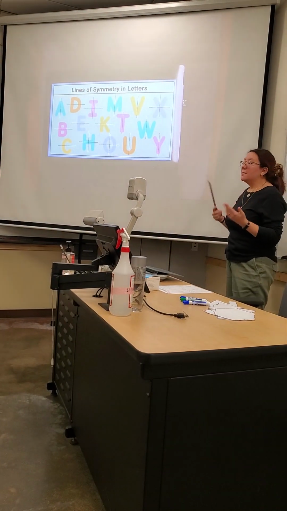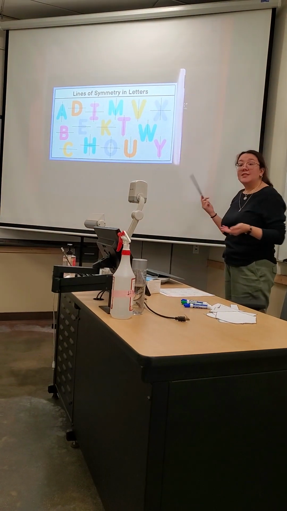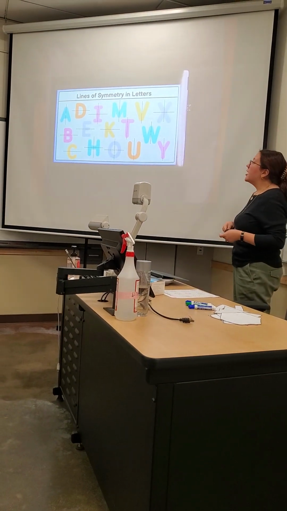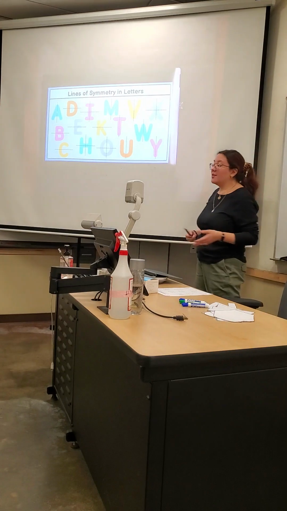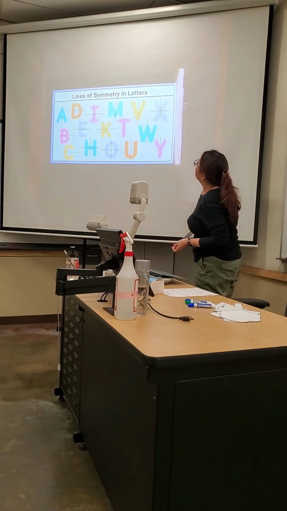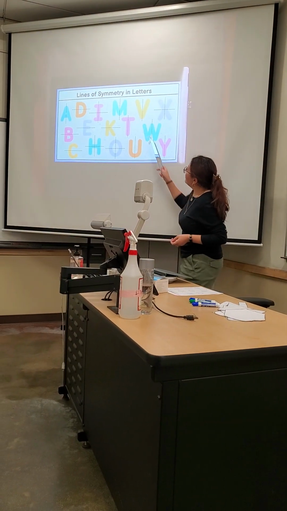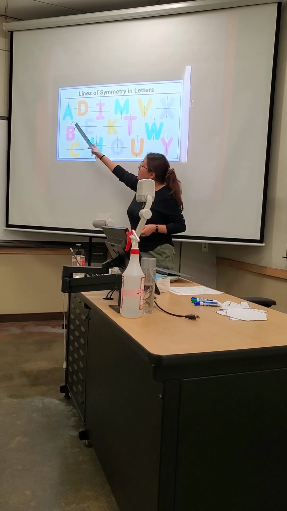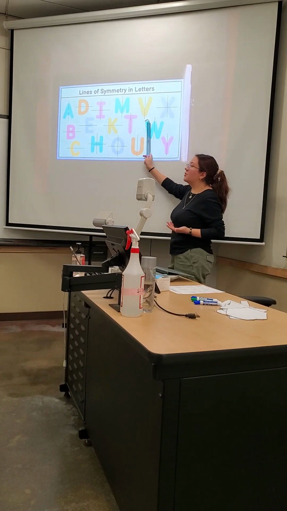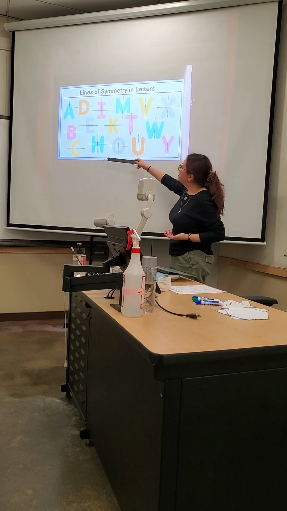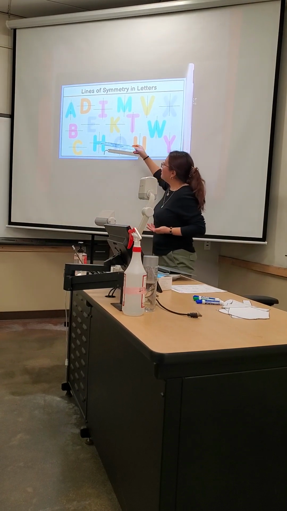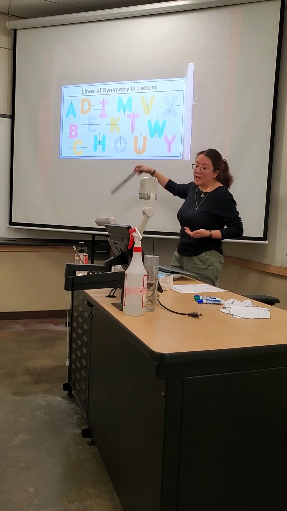The letters are a little bit different, as there are 26 letters and not 0 through 9. Some of these, like the Y, the V, the T, and the A, are symmetrical vertically, whereas the C, the B, the E, and the K are all symmetrical horizontally.